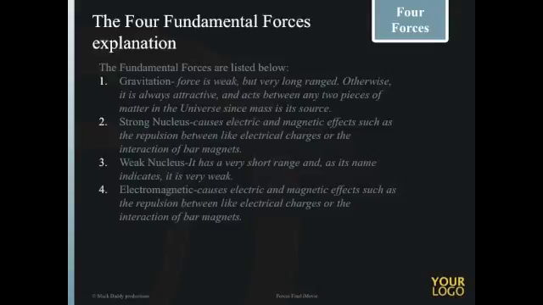Gravitation is the weakest one, but it's very long-ranged. It is always attractive, and this acts between any two pieces of matter. Strong nuclear causes electric and magnetic effects, and is the strongest one. Weak nuclear has a very short range, and it means weak. Electromagnetic is electric and magnetic effects, which is the second weakest.